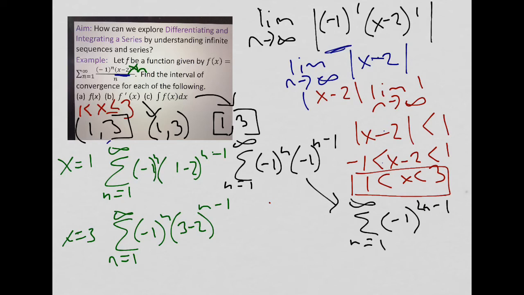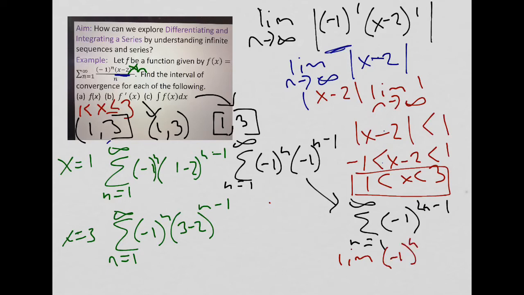Okay, so we definitely have an alternating series here. But what we would do here is check it with the nth term test. This is going to diverge by the nth term test. So let's review the nth term test.